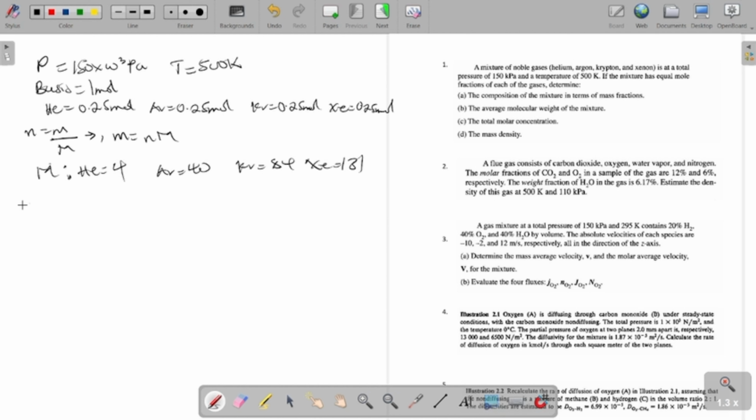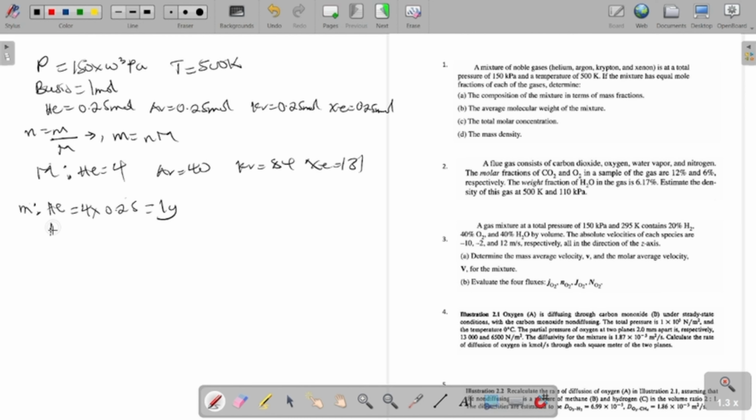So, computing the masses of each of them: for helium, the mass will be 4 multiplied by 0.25, which gives me 1 gram. The molar mass is in gram per mole, so that we have this one in grams.